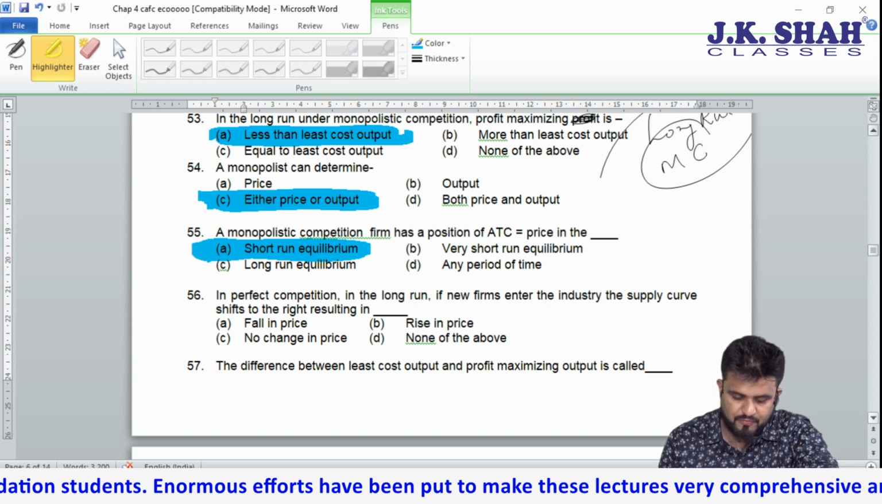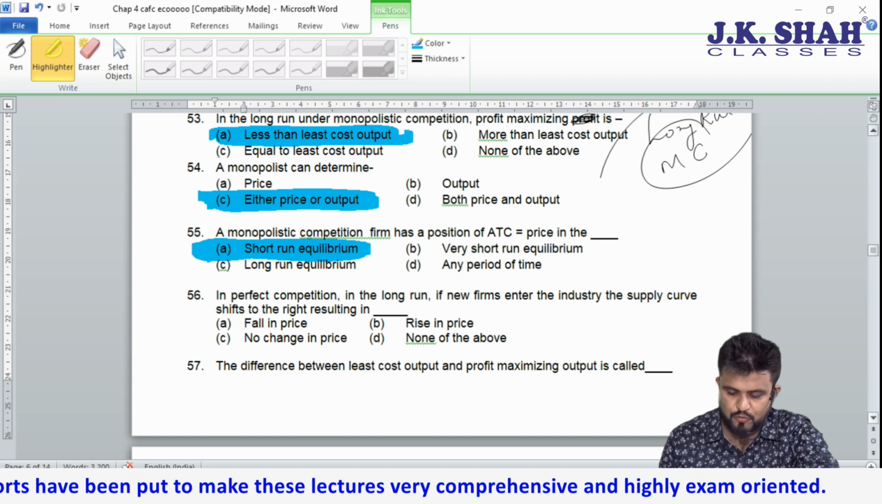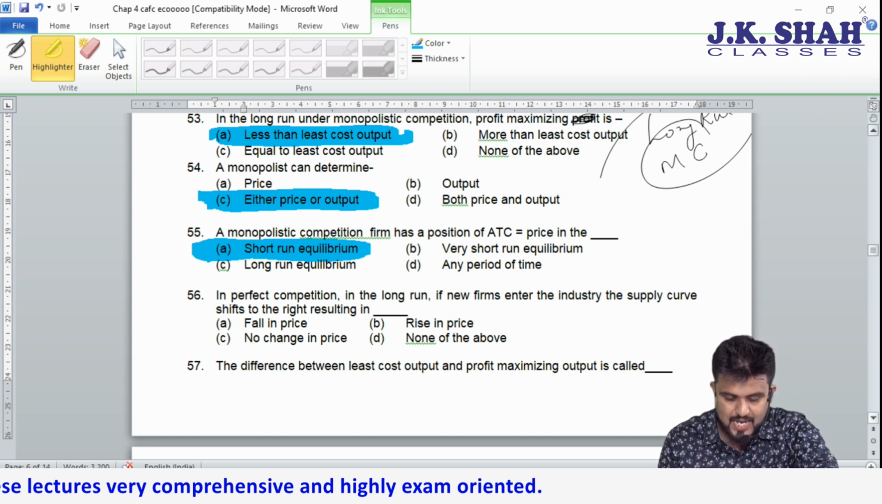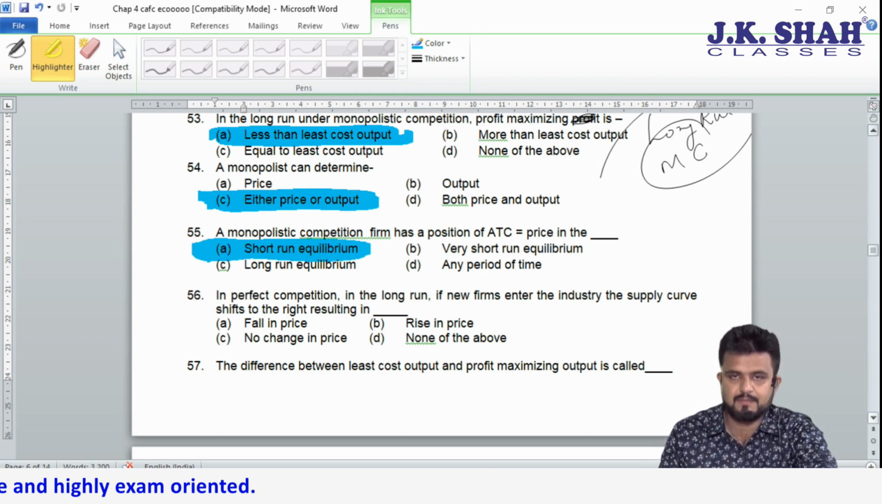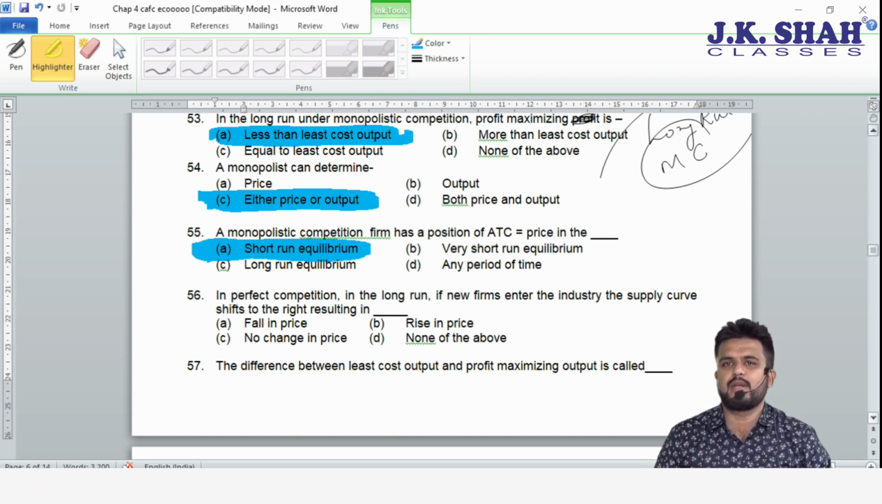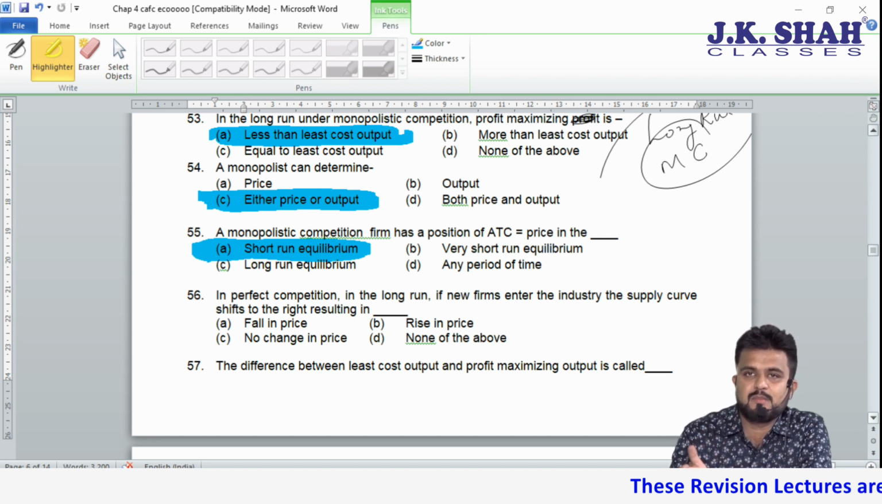Next is perfect competition. In perfect competition in the long run, if new firms enter the industry, the supply curve shifts to the right, resulting in fall in price, rise in price, or no change in price. Can I say more competitors will come? So there is a possibility that price may fall.